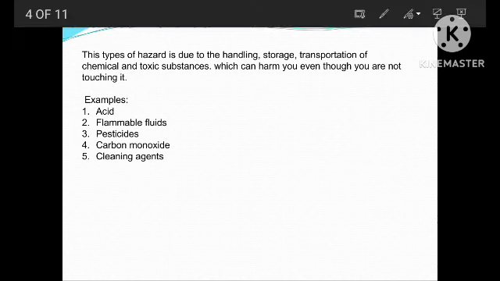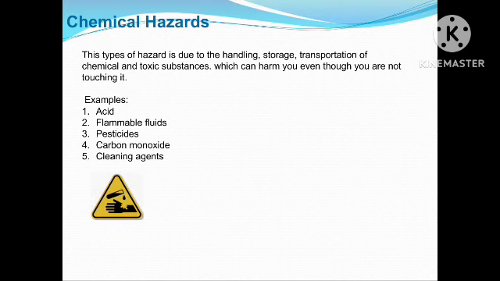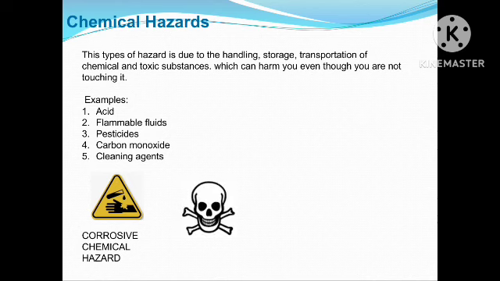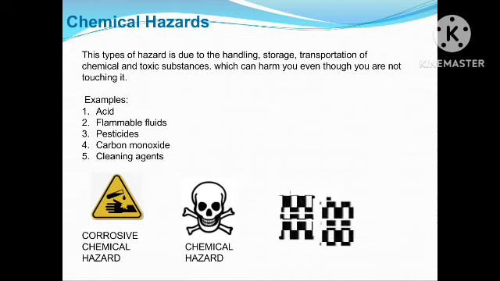You see some of the signs. This is the corrosive chemical hazard. The signage is like this, and if there is chemical hazard then the signage is this one. And for chemical storage there are also some signage. Whenever you see such type of sign, definitely you should know that there are some chemicals being stored, so you should not go near this. And you see here the chemical hazard is very dangerous.